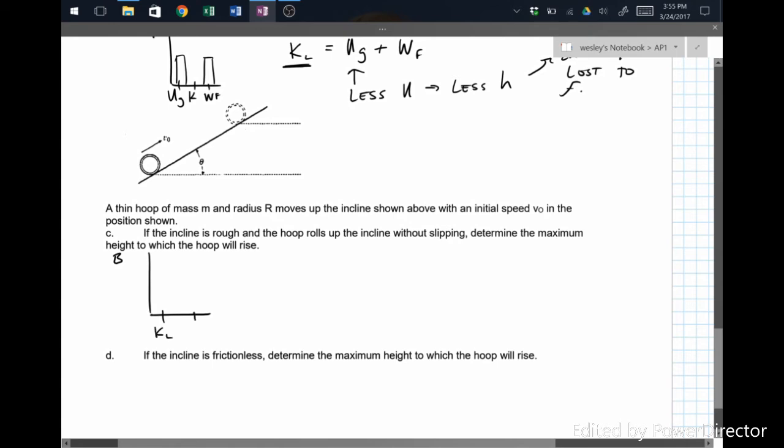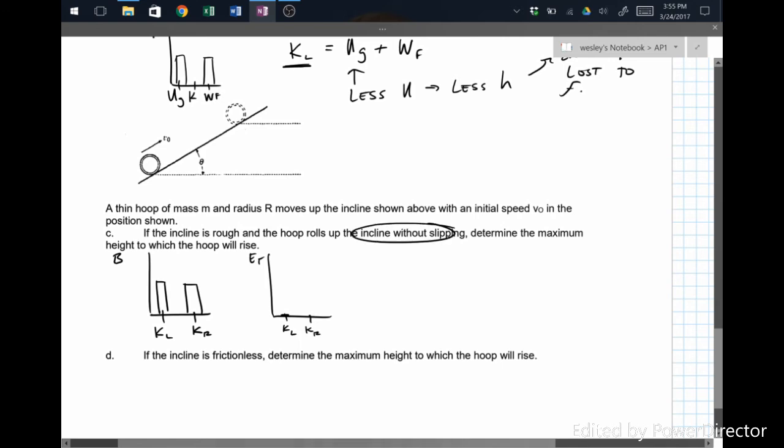We have linear kinetic energy and rotational kinetic energy. Now at the top, because we're rolling without slipping, we know that once we get to the top, the linear energy is going to be 0. But if we're rolling without slipping, those two are related.